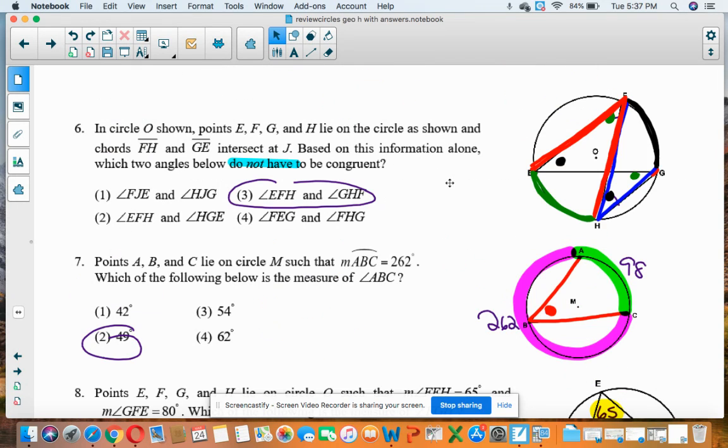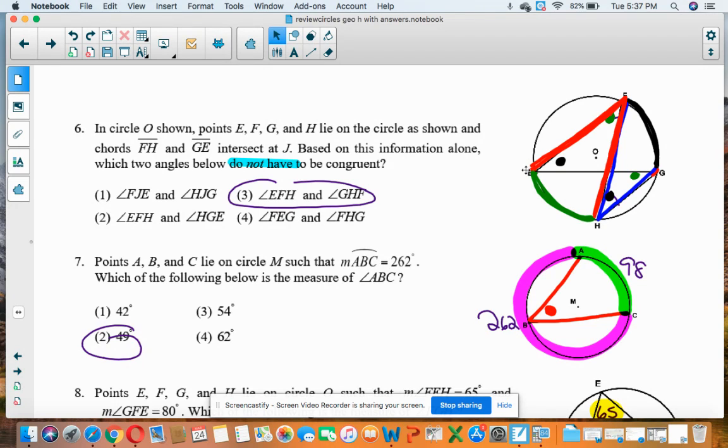Second page right here, I want to know which two angles do not have to be congruent. So the first choice A, these are actually vertical angles, so that's why they have to be congruent. And 2 and 4, EFH and HGE. So EFH, that's this red one, where I have the green dot. And then HGE is where I have this other green dot. Both of these are inscribed angles. They match up with this arc. So since they have the same intercepted arc, they have to be congruent.